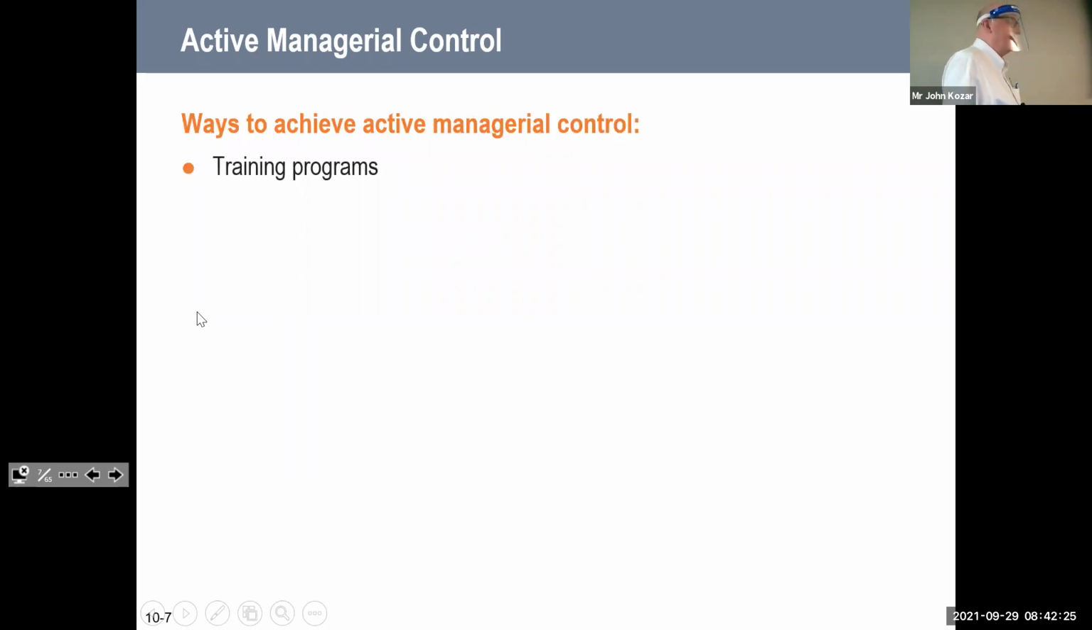So ways that we can achieve active managerial control, this whole overarching plan. Have training programs in the operation. It's important to have manager supervision, to keep an eye on what's going on, to make sure everybody has their mask over their nose.